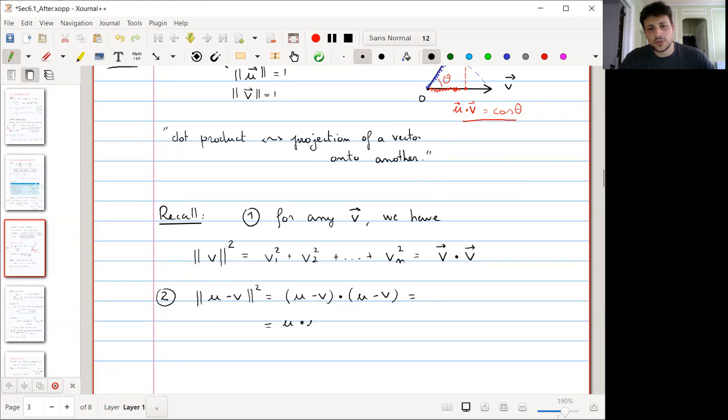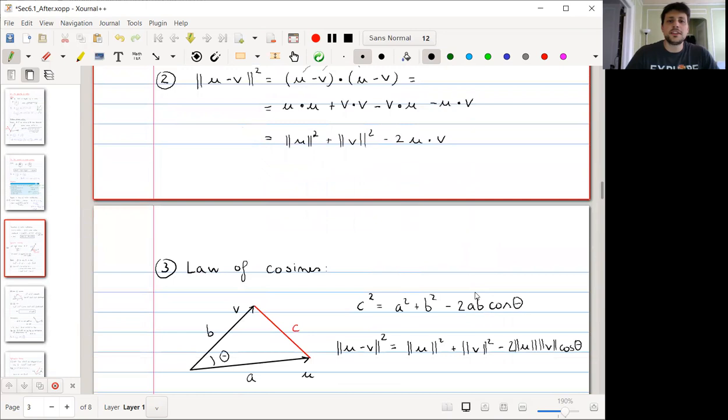I can distribute this out. So I get U dot U plus V dot V plus, I have minus V dot U, that's this mixed product, and then I have minus U dot V. So when I wrap this up, I have U dot U, which is nothing but the norm of U squared, plus the norm of V squared by the same token, minus twice U dot V, because U dot V and V dot U are the same since the product is commutative, so I can write them as U dot V.